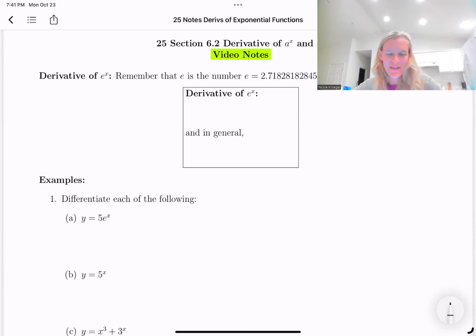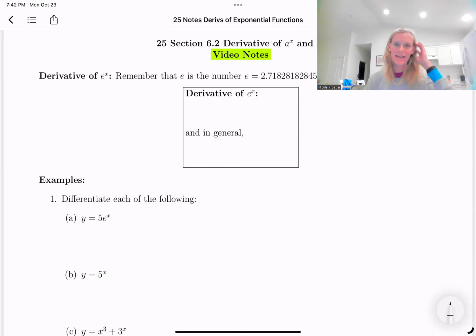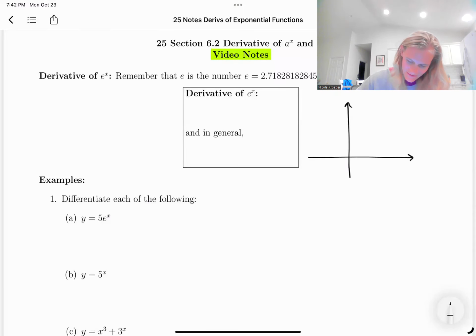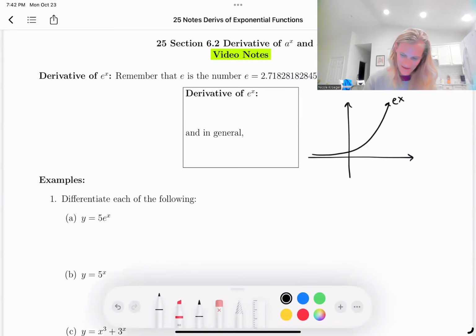Remember, e is just a number like pi. e is the number 2.71828. It keeps going on forever. It's irrational, so it cannot be written as a fraction, just like pi. But e to the x, that function looks like this. All exponential functions have graphs that look similar-ish to this.